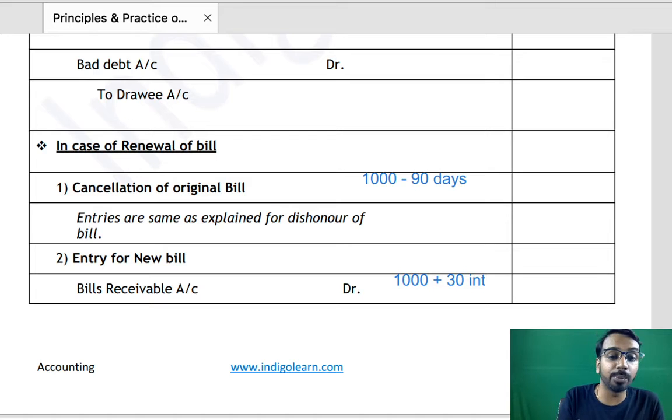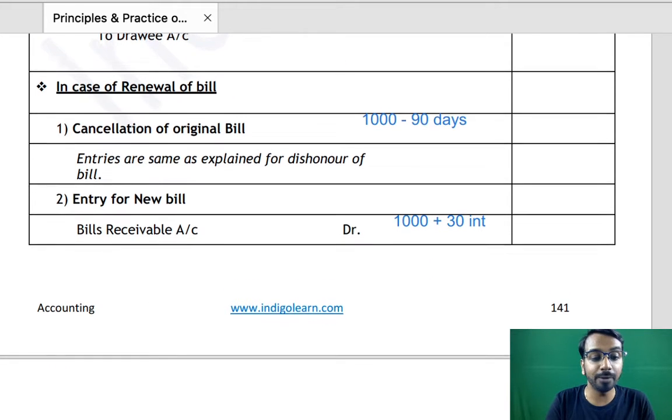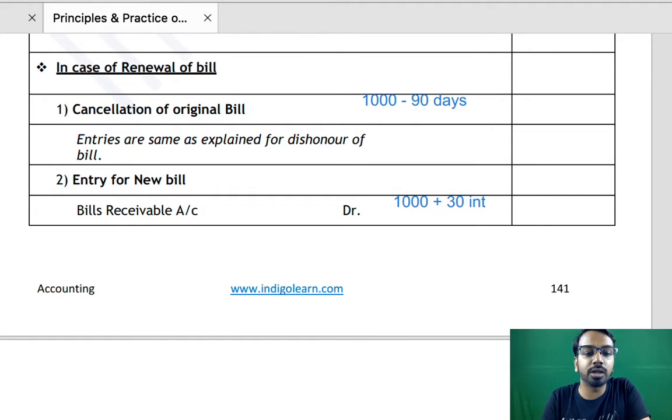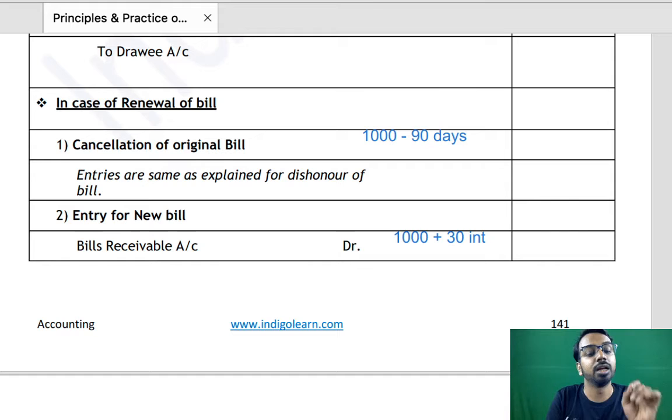First, whenever you are renewing a bill, you will have to cancel the original bill, and when you are creating a fresh bill, you will need to consider the bills receivable amount plus any interest loss because you are extending the due date. So 1000 plus 30, 1030, that will be the new bill. And how much will you credit to the drawee account? See, when you cancel the original bill, you credited the drawee account by 1000. So here also you will debit 1030, and credit to drawee will be by 1000. The balance 30 is your interest related income.